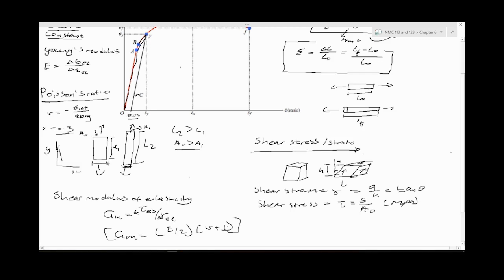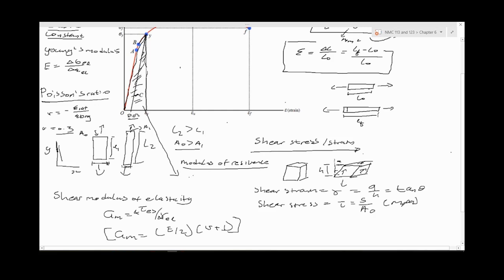And one more thing on the graph. There's an area here. You see the area underneath the elastic region, this entire area underneath the elastic region. That area is known as the modulus of resilience. It's the amount of energy a material is able to absorb before it starts deforming plastically.